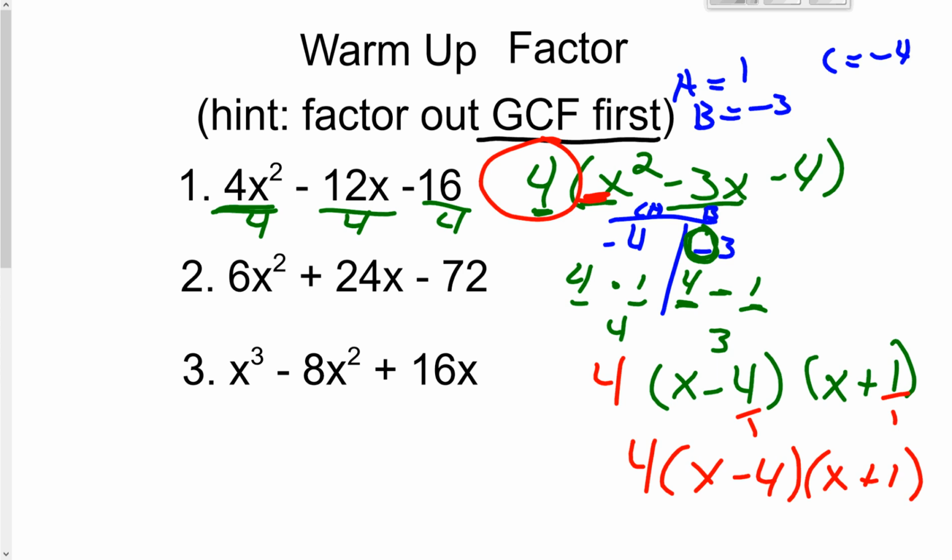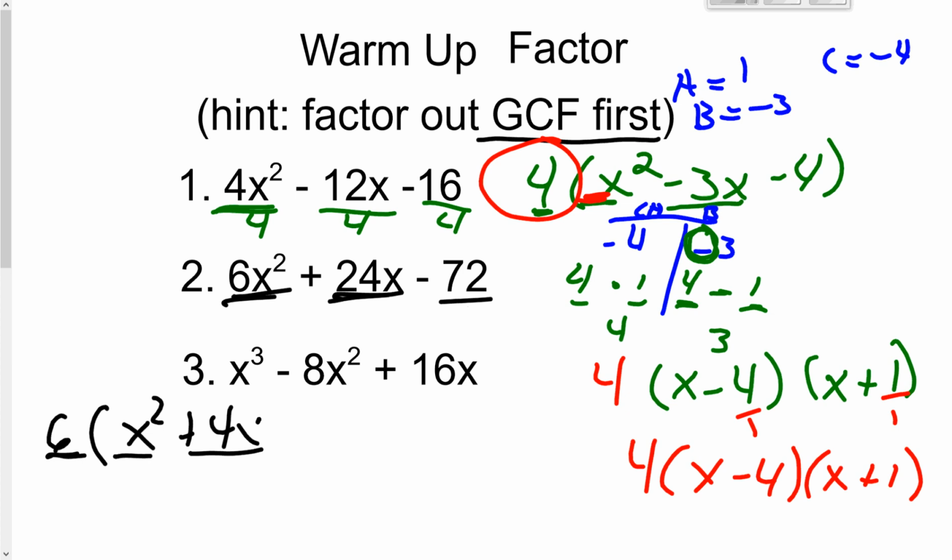Now go ahead and do number 2. If you haven't started number 2, go ahead and pause the video and try number 2, because I'm about to do it. Right, look, what can I take out? Seems like a 6, right? So 6 times what is 6x squared? That'd be x squared. 6 times what is 24x? That'd be a positive 4x. And then 6 times what is negative 72? That'd be negative 12.